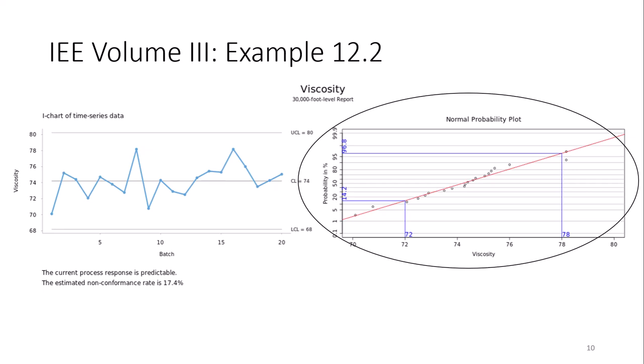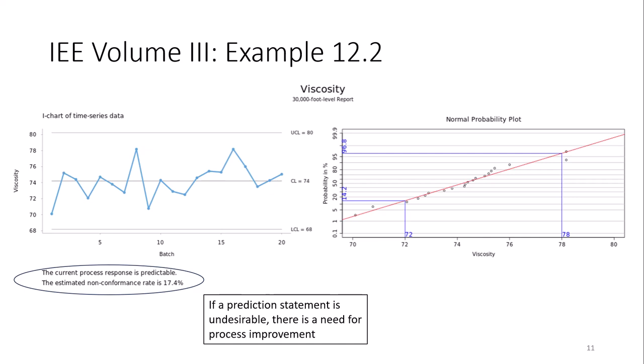The third and final component of a 30,000 foot level report is a statement at the bottom of the report which reflects the nonconformance percentage rate determined from the probability plot. If a prediction statement is undesirable, there is a need for process improvement.